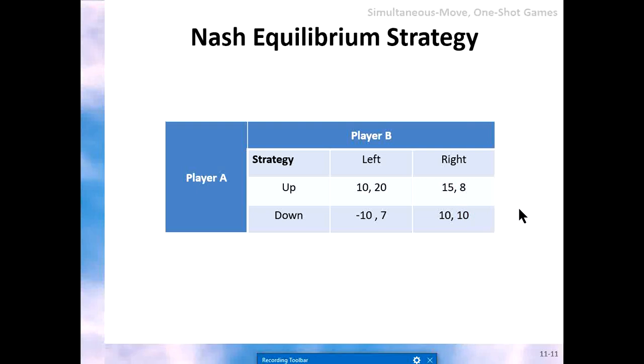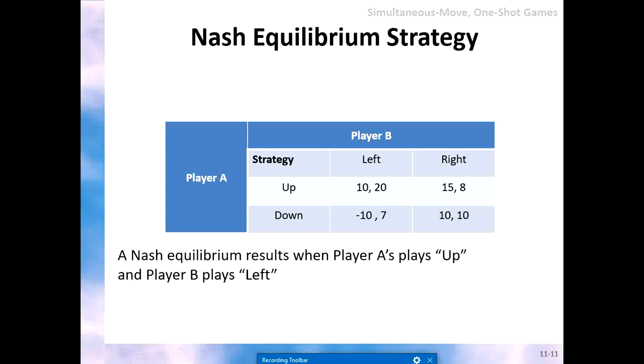Now, what is the Nash equilibrium, as we just described? Here a Nash equilibrium results when player A plays up and player B plays left. That means this 10-20. Why? Because you see here, if player A chooses up, correct? Then player B, what is the highest payoff for him? Of course, he will choose 20.